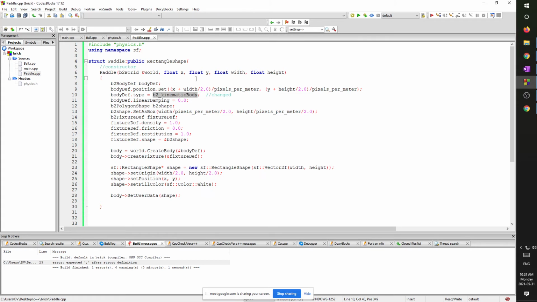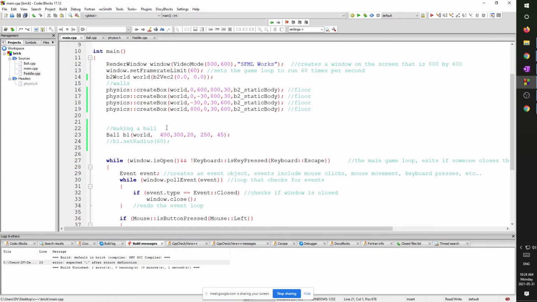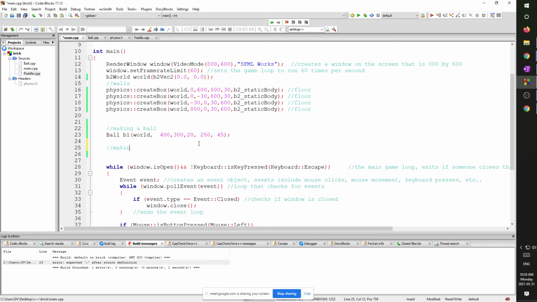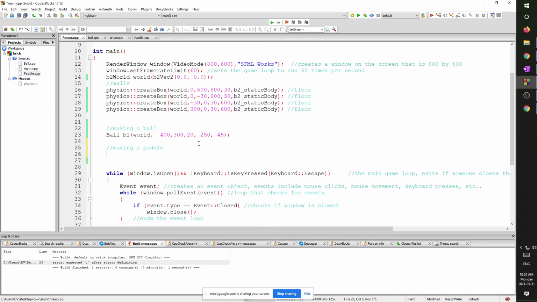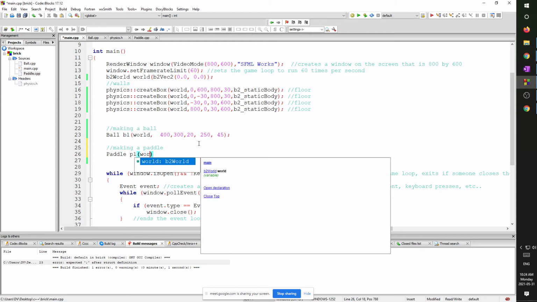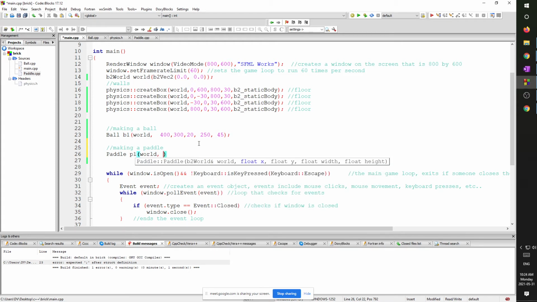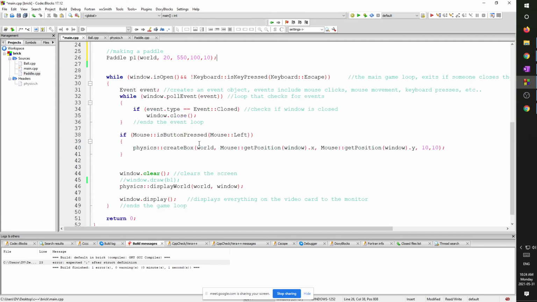So if I go and make a paddle in my project now, it should pop up in auto type and stuff. Making a paddle. And we'll just do paddle. It's auto typing, so that's good. P1 we'll call it. And it's already showing us everything we need for that. It needs a world. It needs an X and a Y, so I'm going to put it towards the bottom of the screen, maybe at 20 in the X and 550 in the Y. I'll give it a width of 100 pixels and a height of 10 pixels, and that hopefully should add a paddle to the physics world.